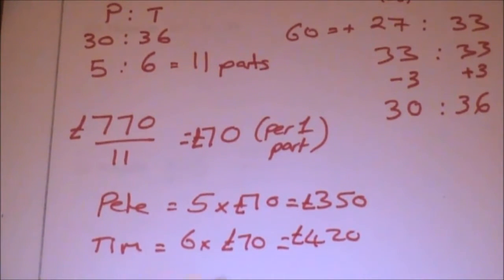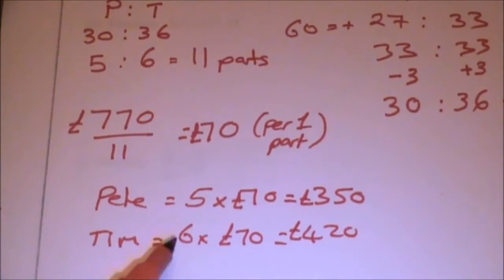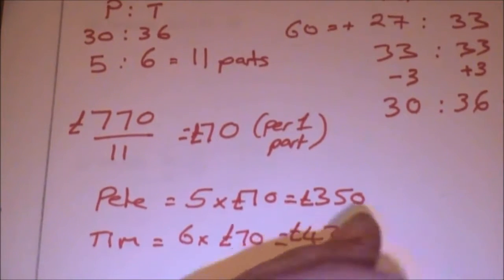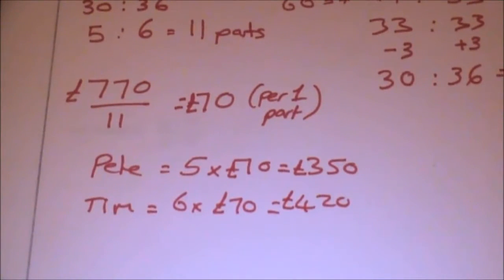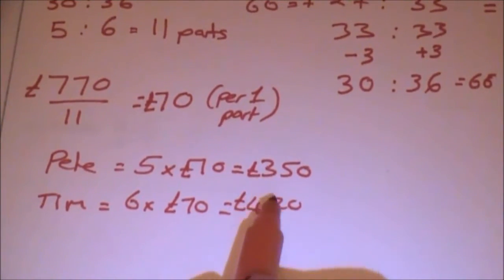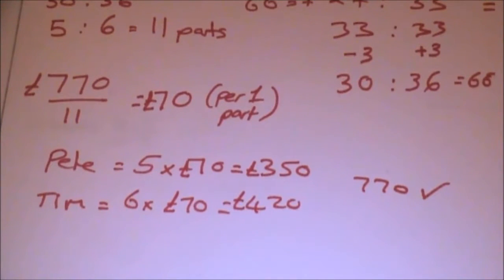£420. If you don't know how these calculations are done so quickly, it's because it's 6 times 70, so you can do 6 times 7 is 42, and then put the 0 on the end if necessary, but you need to learn some multiplication tricks if you don't know how to do things like this. So that's my question answered. Before I move on, I'm going to check that they do add together to give me the 770 I wanted, and yes they do, so I must have done it correct.